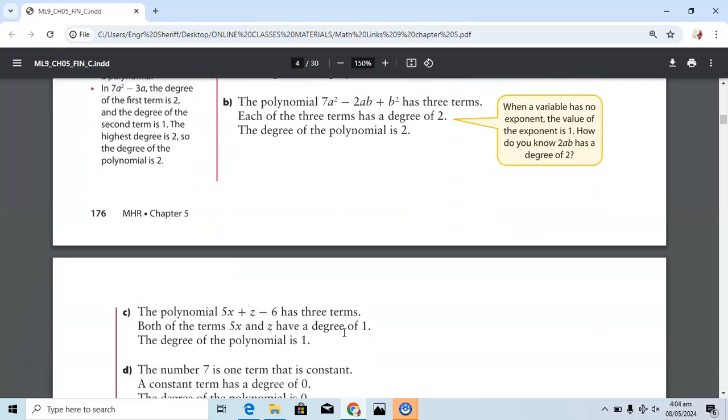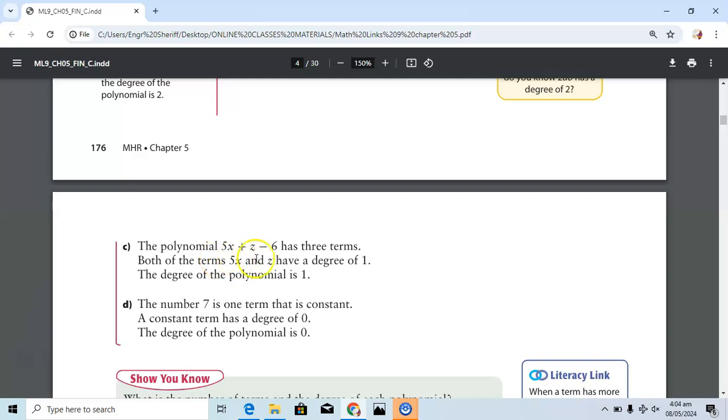So we now move down. When you have 5x minus 7 minus z minus 6, the degree here is simply equal to 1 because the moment you have a variable, the degree of that single variable is simply equal to 1. And therefore this is having 3 terms, which is 5x plus z minus 6, and the degree of these single variables is simply equal to 1. But the moment you have a single constant term, that is 7, the degree is now equal to what?